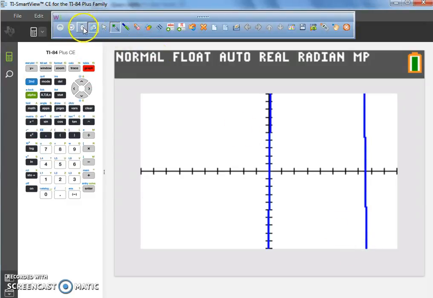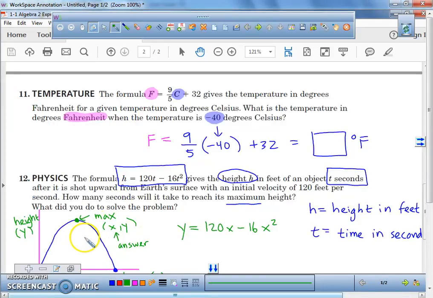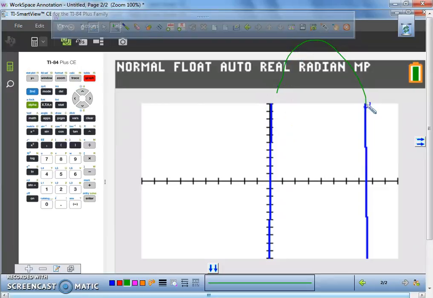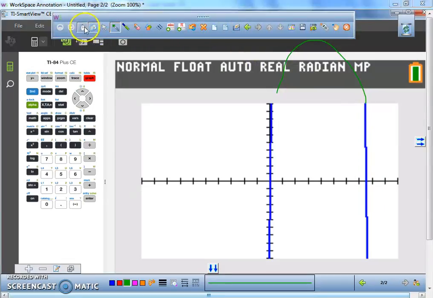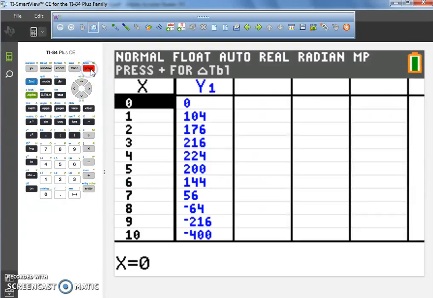Kind of hard to see. It'd be nice if it looked like this right here, right? But we look at our graph and it looks like it goes somewhere way up here, but we don't know where it reaches. Huh. We're going to have to change some parameters here. That's too big. Let's look at our table. Check your table. Second graph, go to the table.